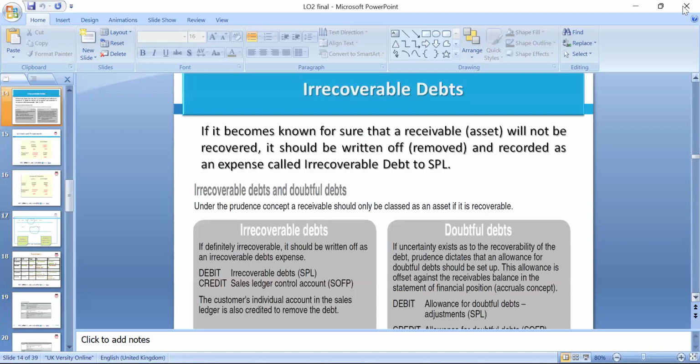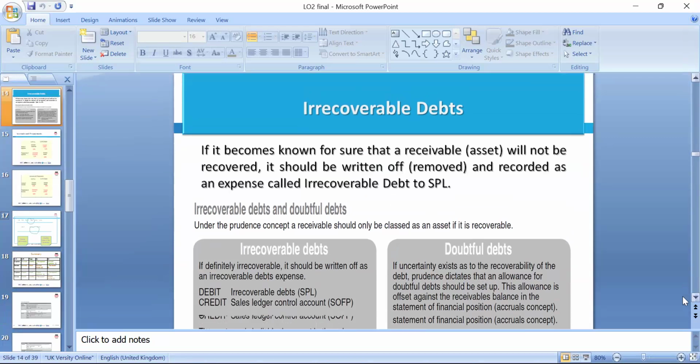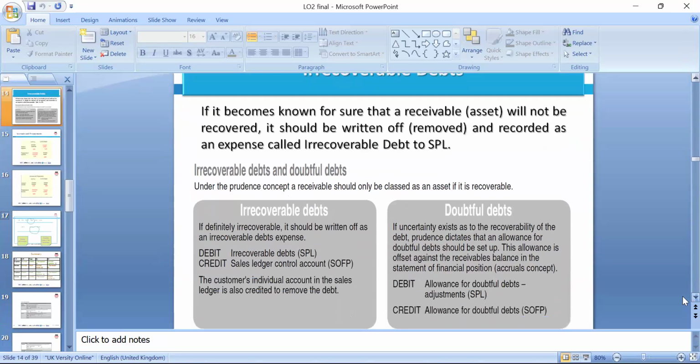Irrecoverable bad debts. What is a bad debt? Bad debt is money which we can't recover. It is known as a bad debt. Irrecoverable bad debt and doubtful debt need to have adjustments made. So the financial statement should be true and fair. It can be so only when we have all this information. Does anyone have any question here, please?